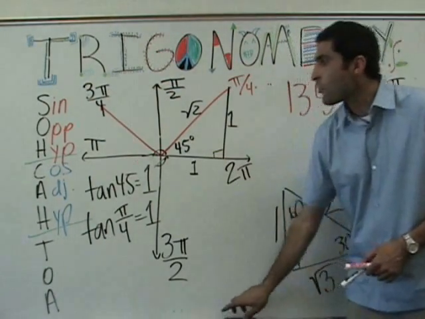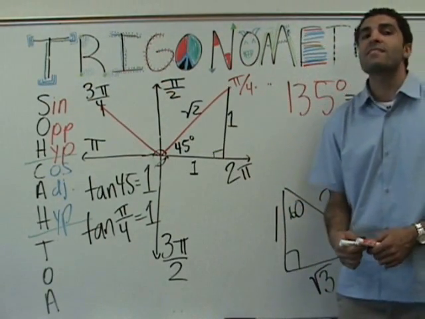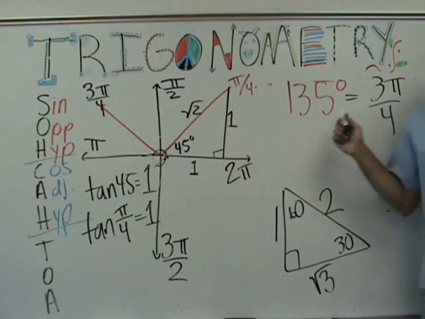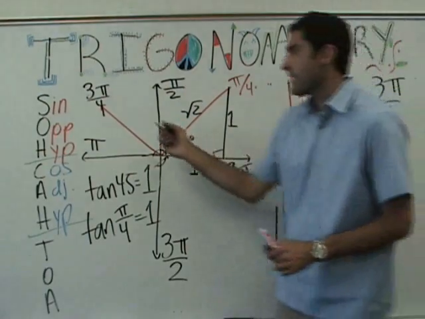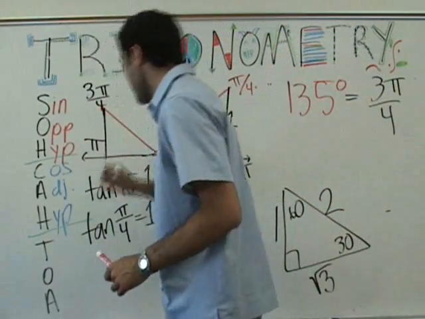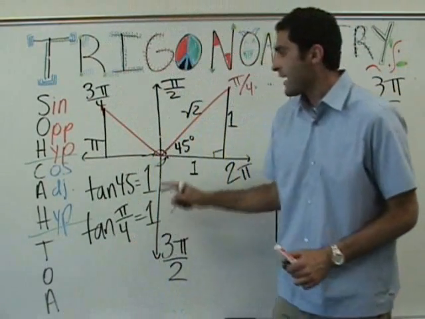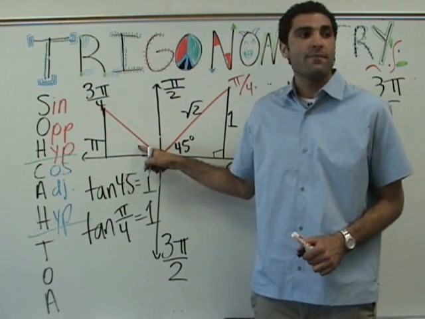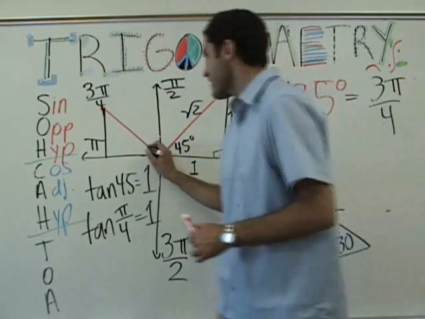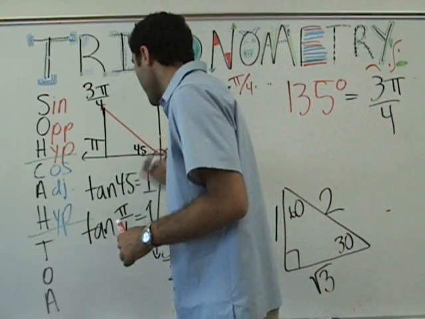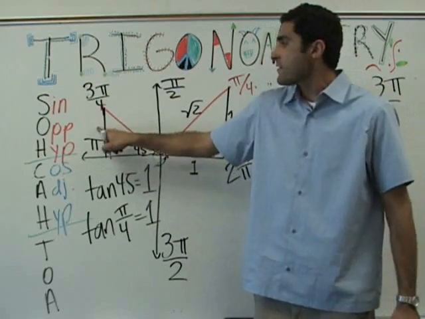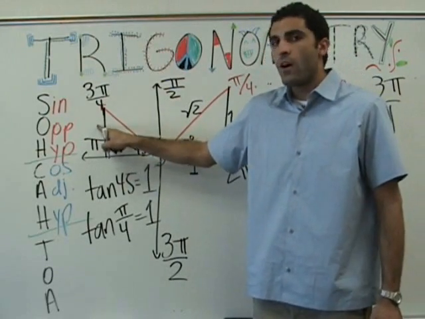So what if we were to say, what's the tangent of 3 pi over 4, or the tangent of 135? Let's talk about it. Here's our triangle. Where's the angle? Here or here? This one, right? Because the angle is always next to the x-axis. So here's 45, correct? So fill in the triangle. What's this? 1.